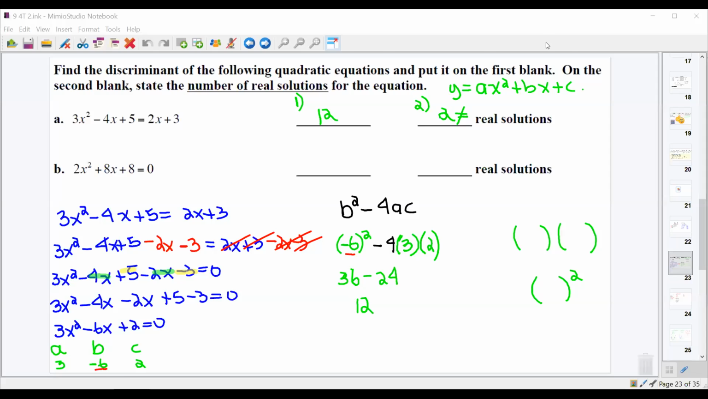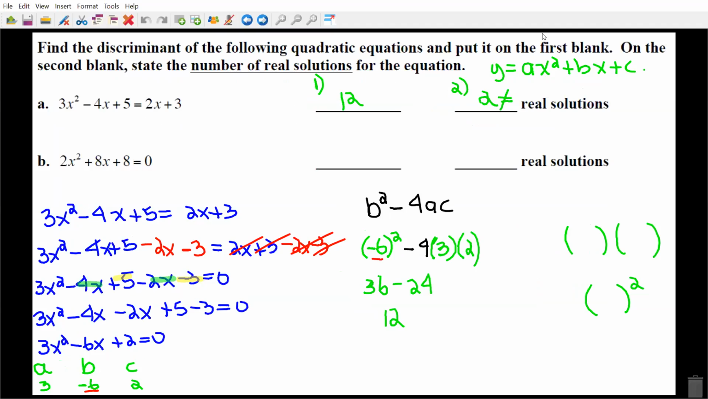Okay, now we're here. Here we go. Negative 6 squared, 36 minus 24. So this was.